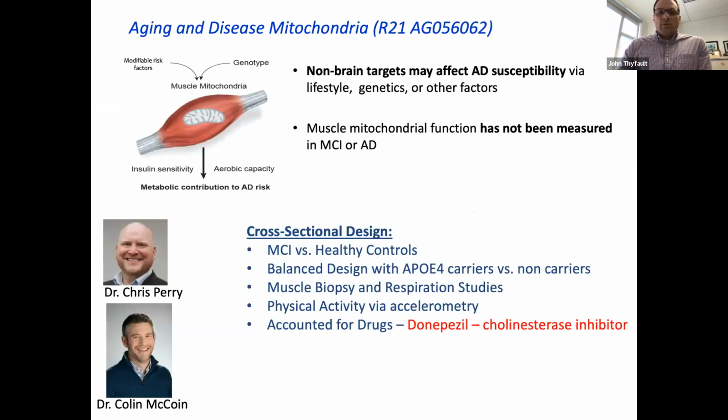So what we did was we wrote an R21, and we simply wanted to phenotype skeletal muscle mitochondria from patients with early Alzheimer's, what we'll call MCI, mild cognitive impairment, versus age and weight matched healthy controls. And I have Chris Perry's picture on here because Chris was kind enough to visit Kansas City twice to teach us how to do the permeabilized muscle fibers and the O2K work to do this.